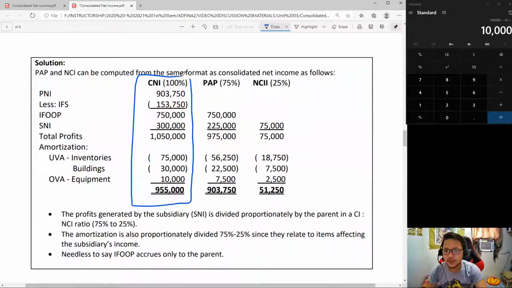This is our solution earlier. And profit attributable to the parent is simply adding income from own operation exclusively to the parent. Of course, NCI, wala kang share dyan, wala kang kinalaman dito. This is the parent's own income.